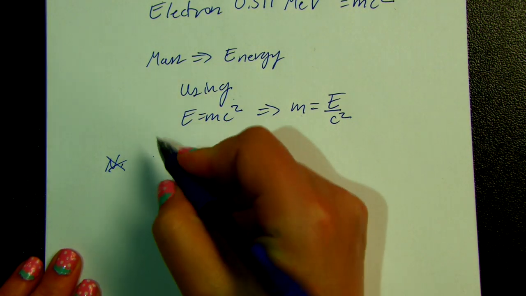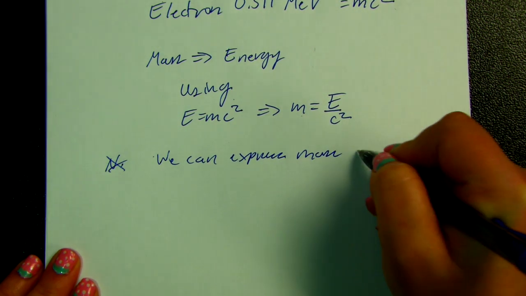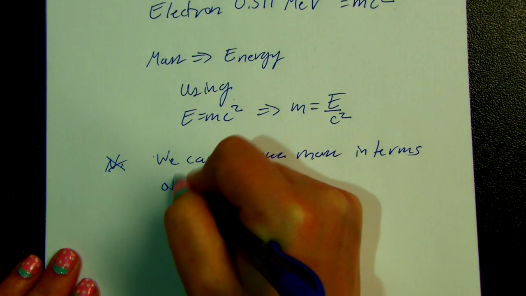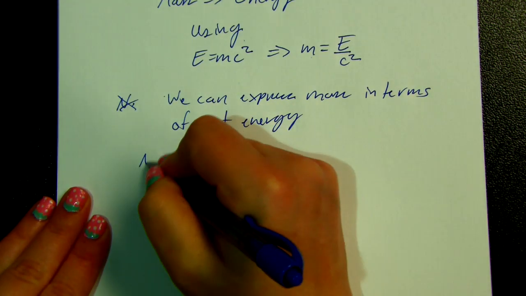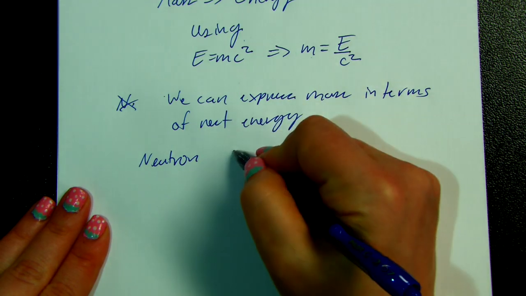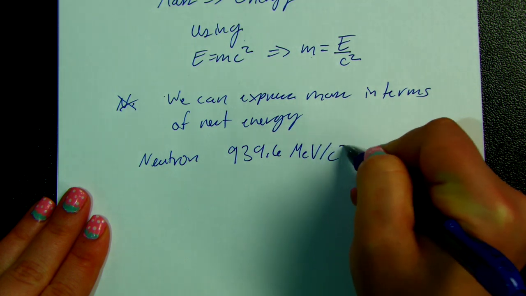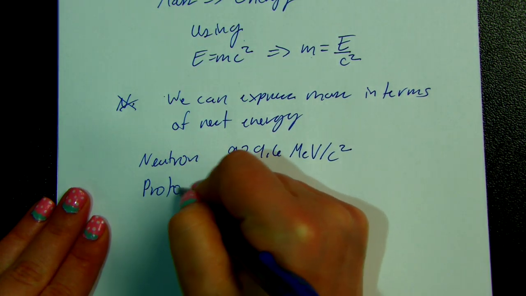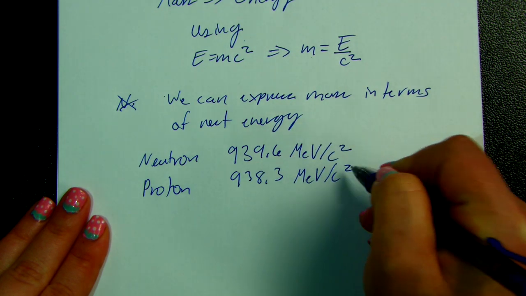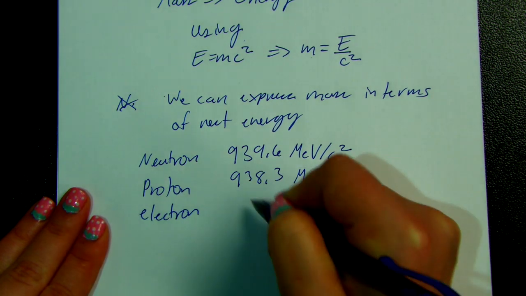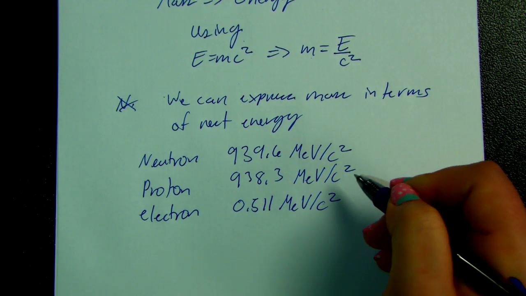Okay. So we can express mass in terms of rest energy. So using that, then the neutron, we have 939.6 MeV per c squared. The proton, 938.3 MeV per c squared, and the electron, 0.511 MeV per c squared.